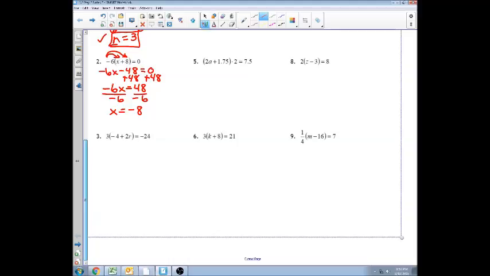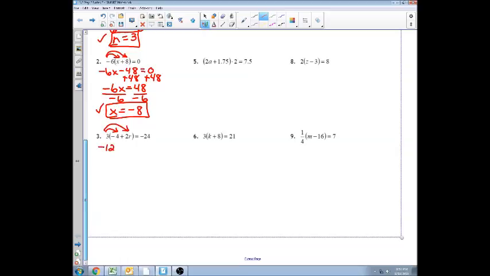If I put negative 8 in for x, it would be negative 8 plus 8 inside the parentheses, which is 0. Negative 6 times 0 is 0. So my answer is good. Finally, number 3, and then I'm going to have you try 4 through 9 on your own. Can we add negative 4 and 2r together? We cannot, so I need to distribute.